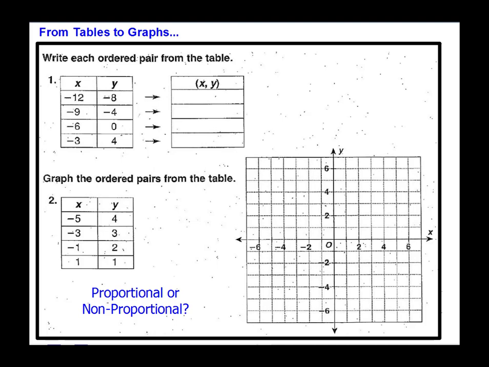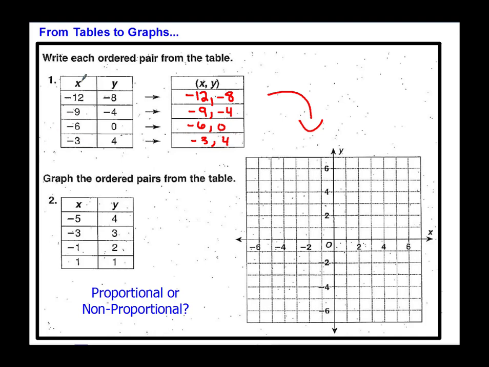Here I have my first problem, and here I have a table. It's already labeled X and Y, so I have my independent and my dependent variable. Now I'm going to take them and make them into points so that I can then plot them in my graph here. So X is negative 12. I'm going to separate it by a comma, and my Y is negative 8. I'm going to do that to all of them. Negative 9, comma, negative 4. Negative 6, comma, 0. Negative 3, comma, 4. And that's it. That's literally all we do.